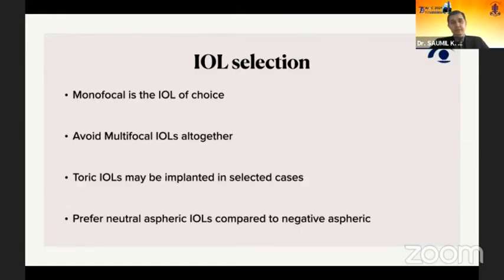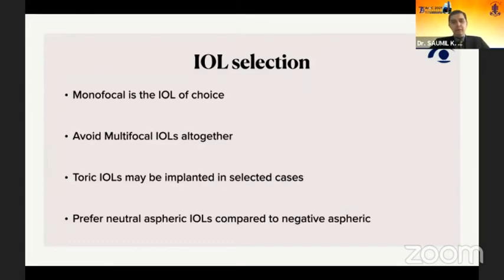Coming to the IOL selection, monofocal IOL, the standard monofocal is the IOL of choice. Avoid multifocal IOLs altogether in irregular corneas because it certainly adds a compounding effect in terms of aberrations. Toric IOLs may be implanted in selected cases. Mind you, this is monofocal toric IOLs.